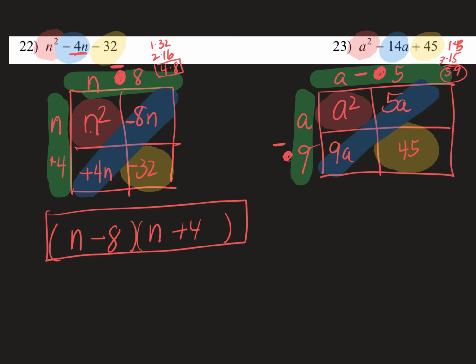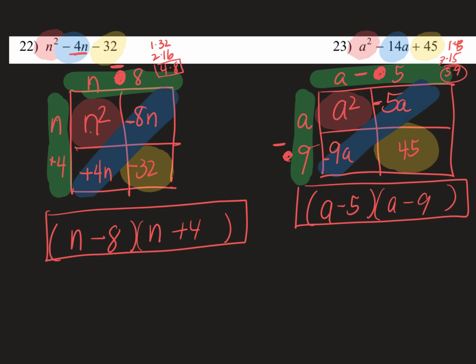And then negative 5 times a is negative 5a, and negative 9 times a is negative 9a, and those two do add up to give me negative 14a. So my answer is the product of a minus 5 times a minus 9.